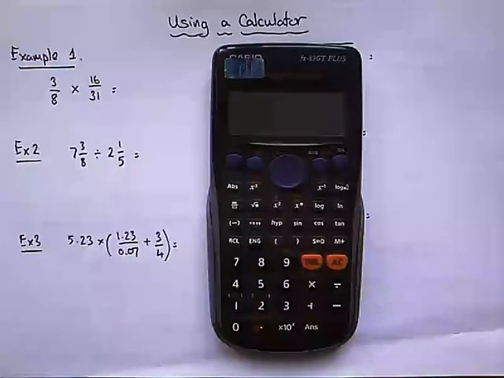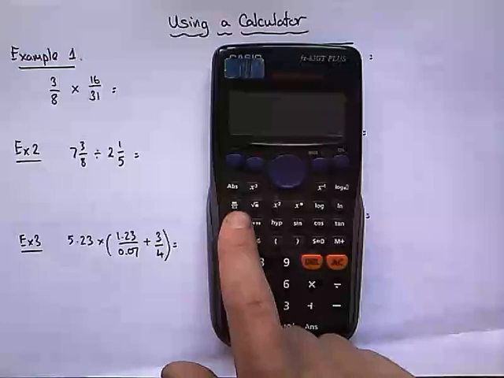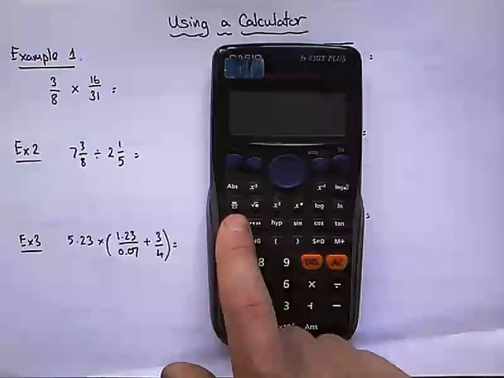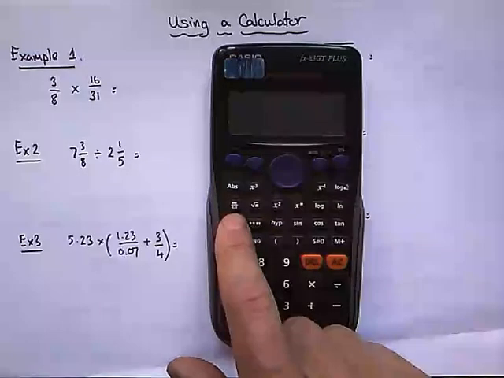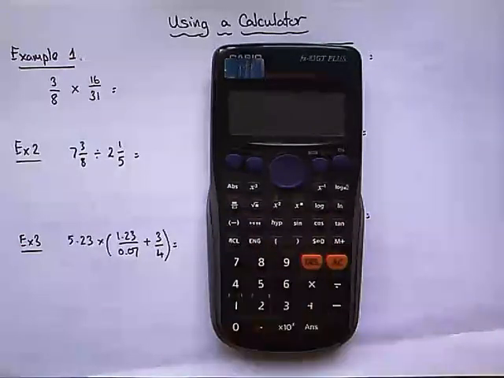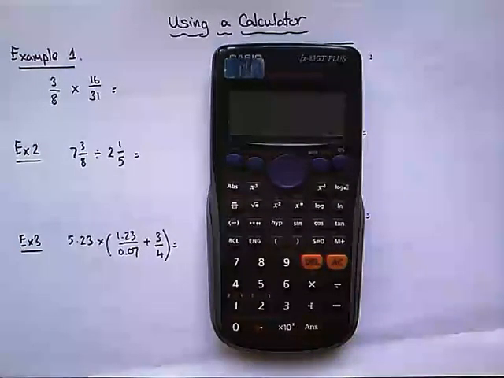There are some calculators that you would find it difficult if you don't have, let's say, a fraction button, which is what these two boxes separated by a fraction line is. We can also do many other functions with it, so let's do a few examples and hopefully this can help you out and get you more confident in using your calculator. Okay, so the first example is 3/8 times 16 over 31.